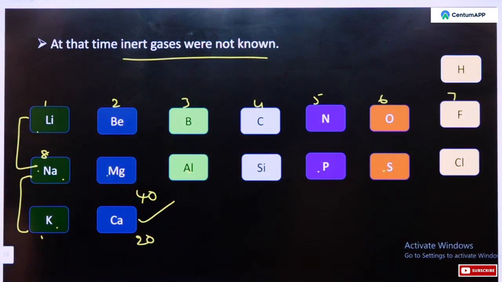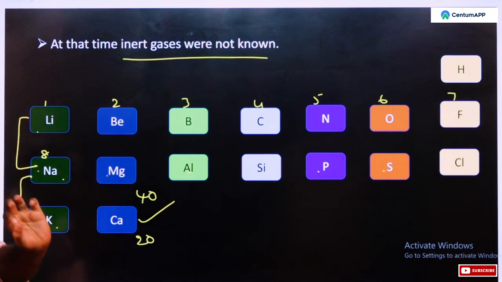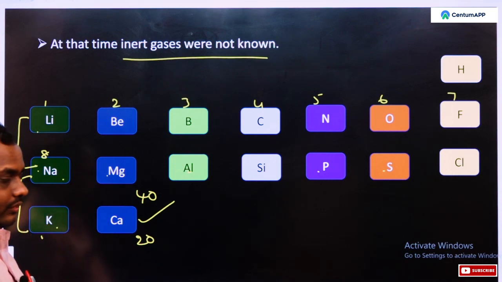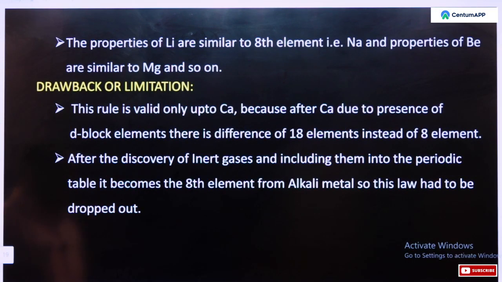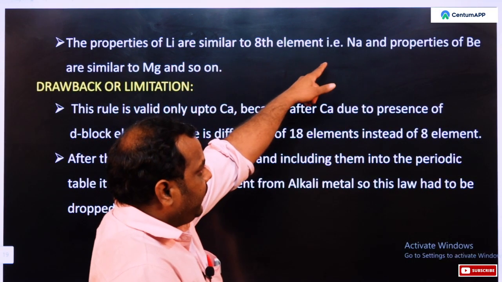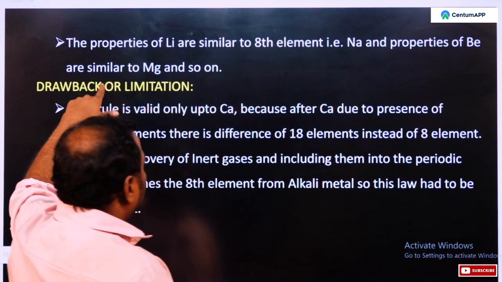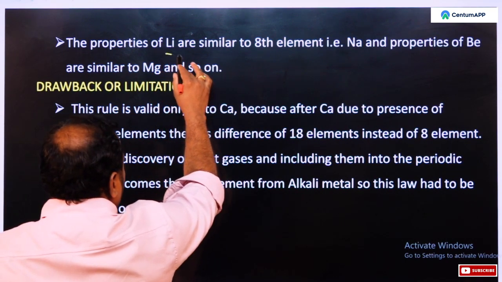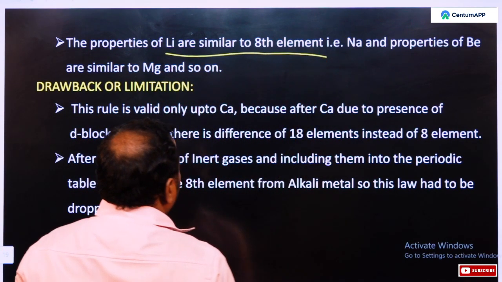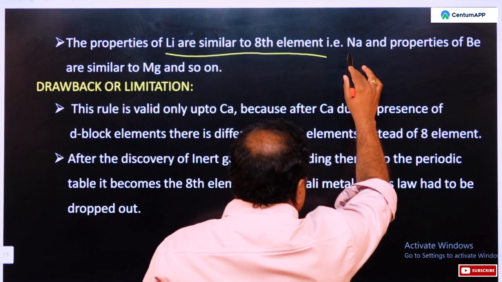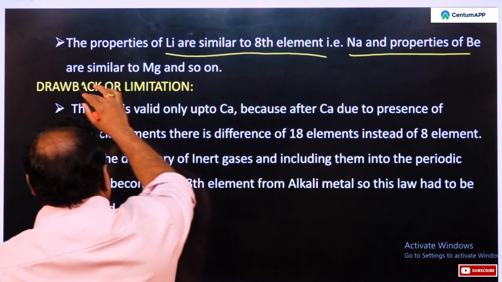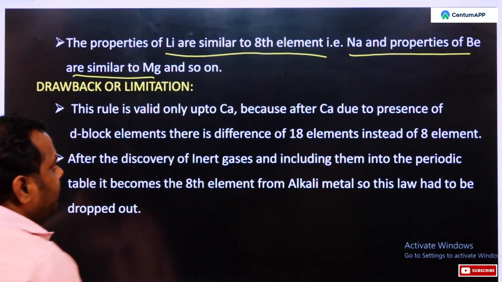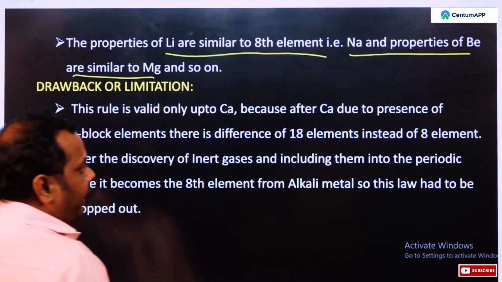What is Newland's octave rule? Every eighth element has similar properties to the first element. That is called Newland's octave. Octave means 8. The properties of lithium are similar to the eighth element, that is sodium, and the properties of beryllium are similar to magnesium, and so on.